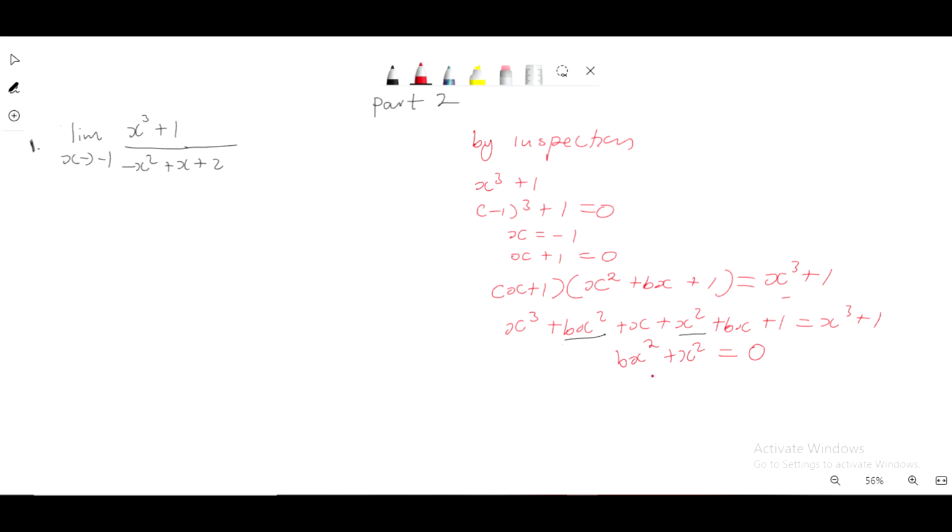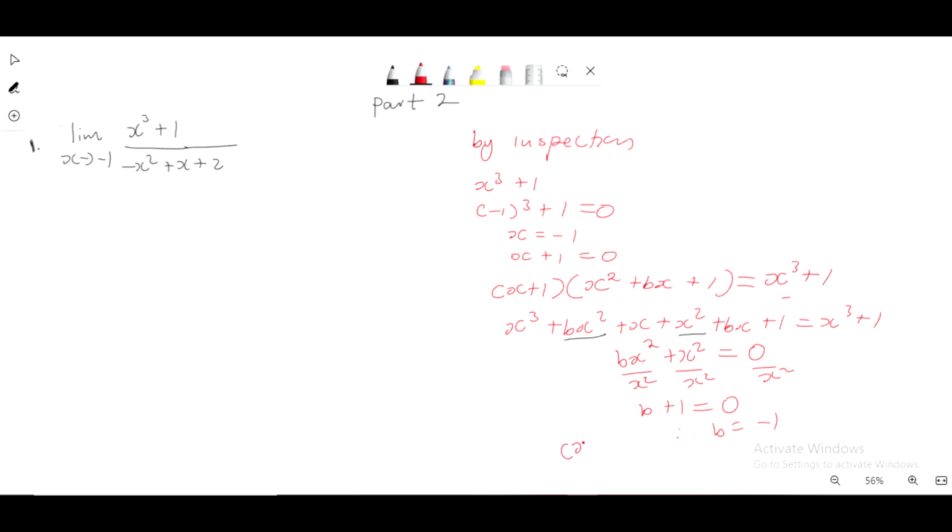I want to solve for b, right? This b that I want to solve so that I can substitute it here, and then I have factorized my value here. So now, because this is an equation, I can divide both sides by what? By x squared, right? So what am I going to have now? Now I have b plus 1 is equal to 0. So therefore b is equal to minus 1, right?